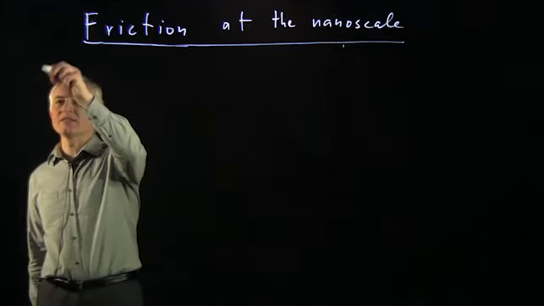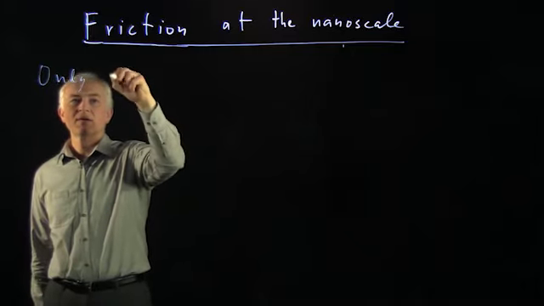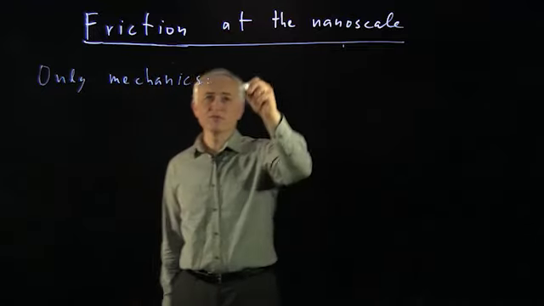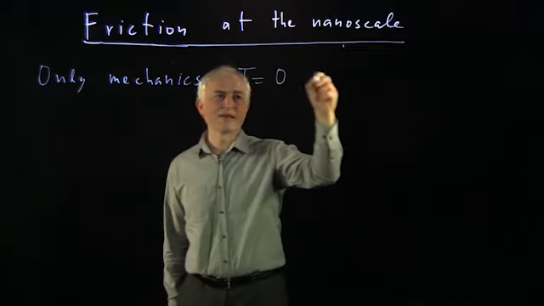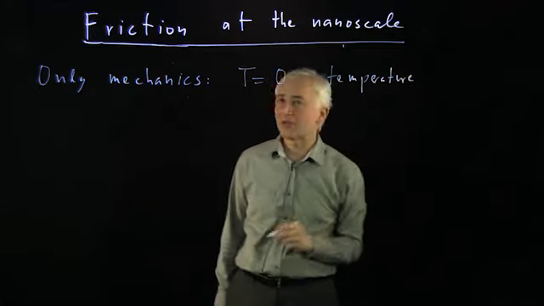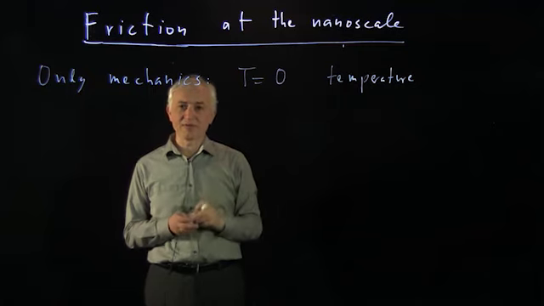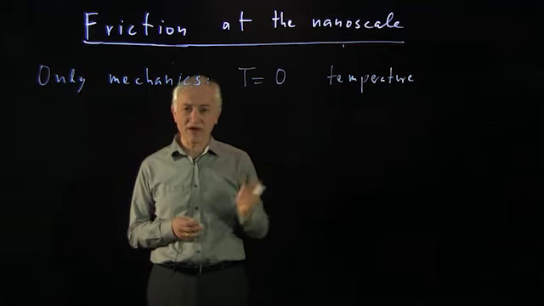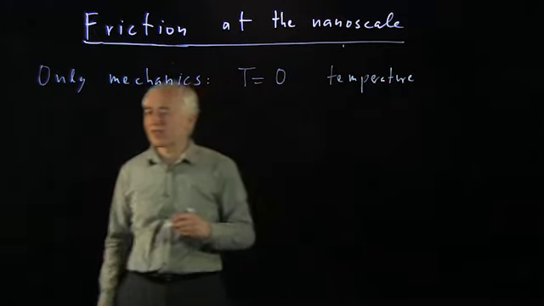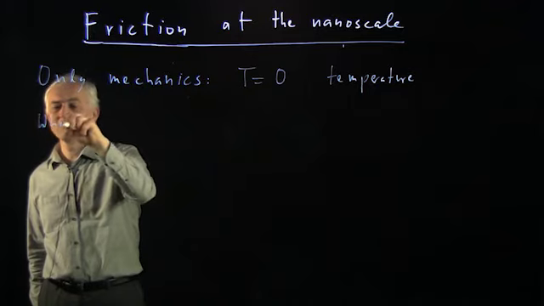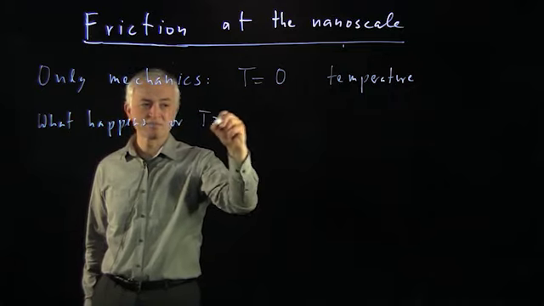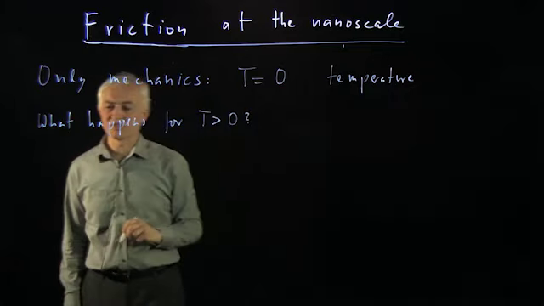So far we have considered only, if you want, the mechanics of the motion, which is equivalent to saying that we have assumed that the system is at temperature T equals 0. Basically, the atom remains at the minimum. It doesn't wiggle around because of temperature, and we have derived the friction laws in this limit. Now what happens for finite temperature? By finite, I mean a temperature that is larger than 0.